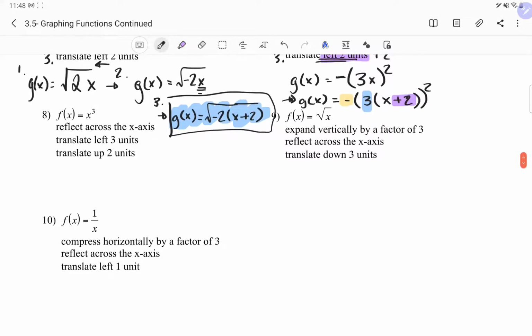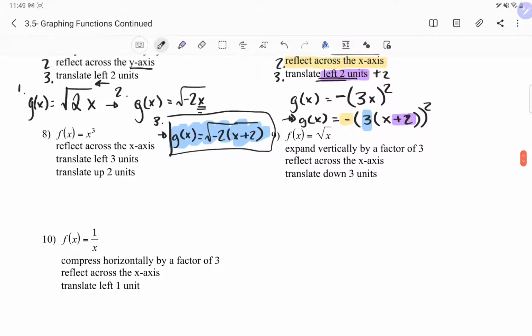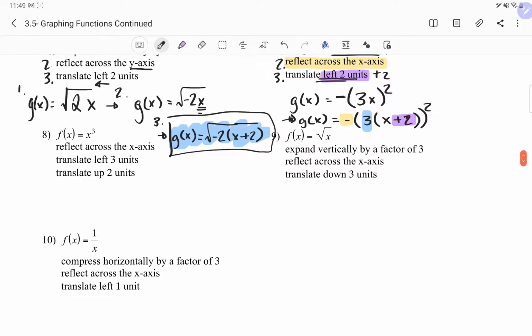just a few more. All right, so we've got x cubed, reflection across the x-axis. So if it's across the x-axis, remember that we change the outside of the function. So this would be g of x is equal to negative x cubed. Translate left 2 units. So that affects the inside. So left and right affect just the inside. So this would be negative (x, left is plus 3) cubed.